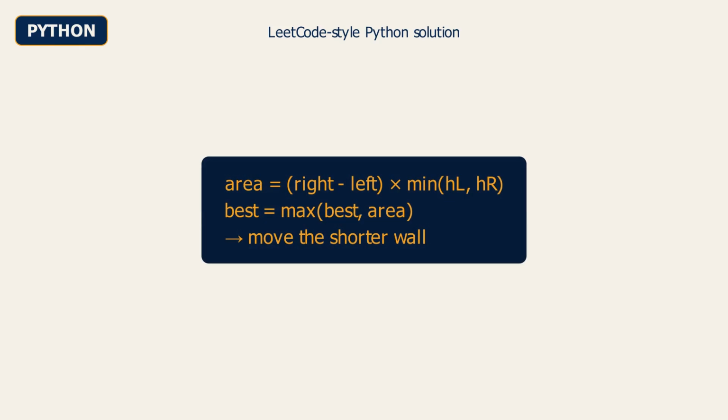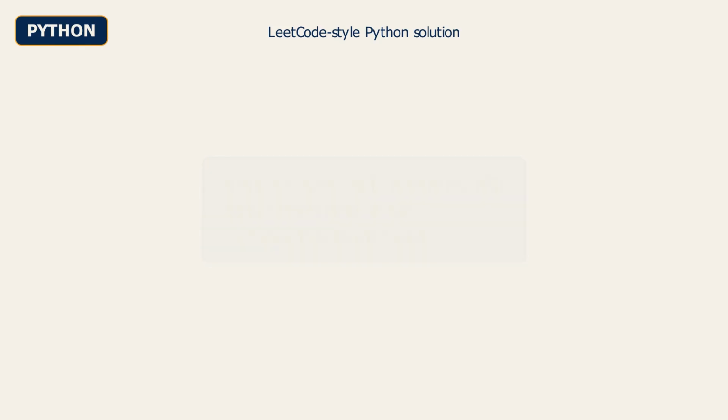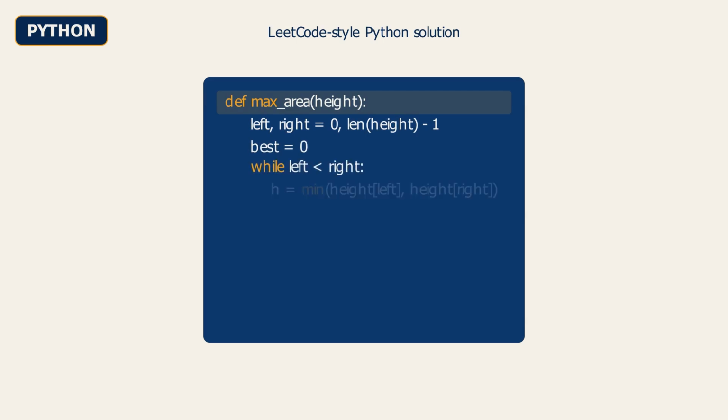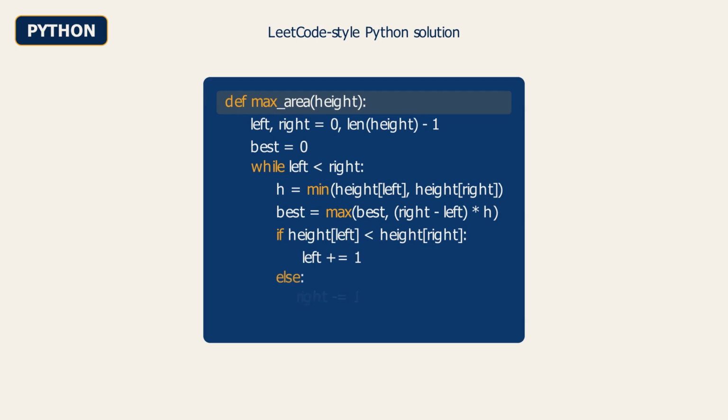Same logic in Python. 2 variables, a while loop, and 1 if-else deciding which pointer moves. The shorter wall always steps inward. No nested loop anywhere. 10 lines, 1 clean pass.